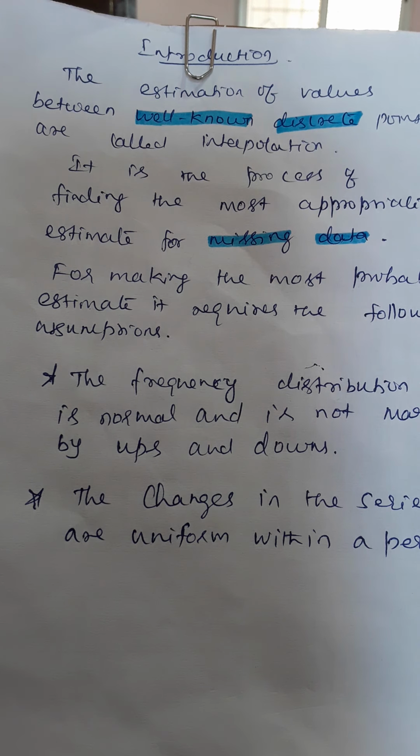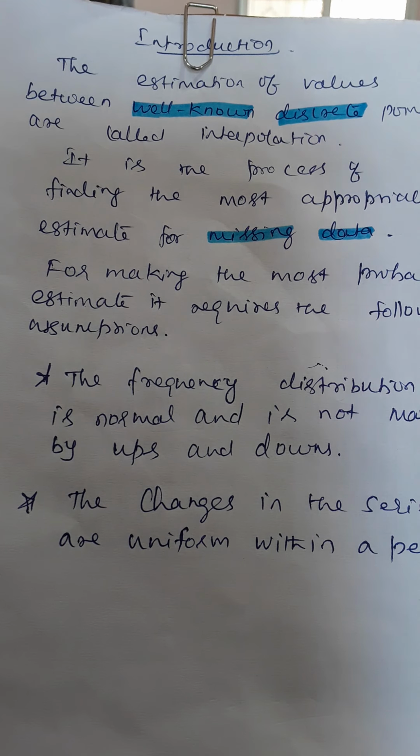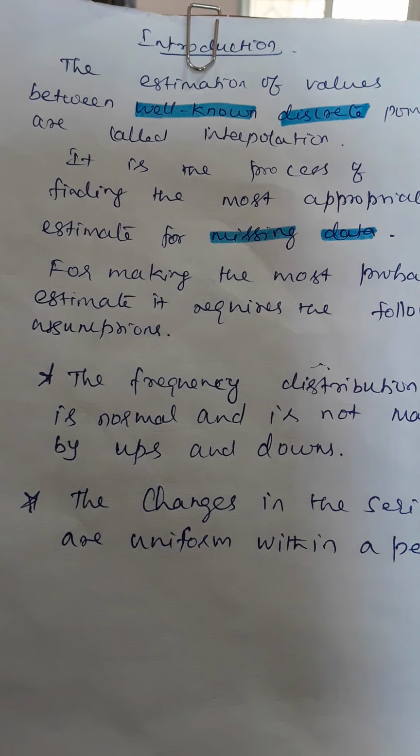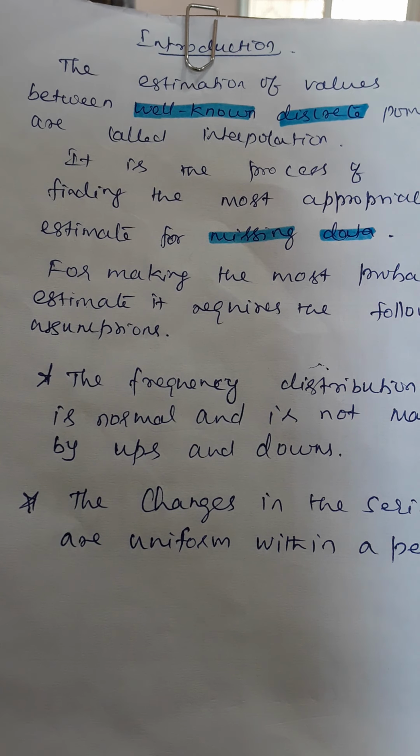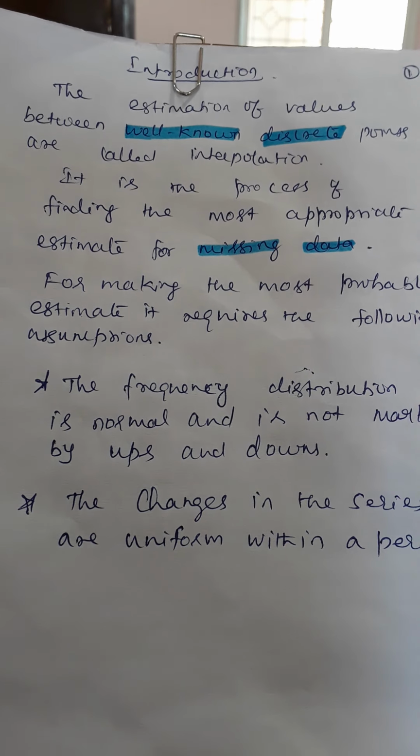Now we are going to see a brief introduction about Newton's interpolation formula. Before that, we can define what is called interpolation. Interpolation is nothing but the estimation of values between well-known discrete points. To elaborate more, it is the process of finding the most appropriate estimate for the missing data.